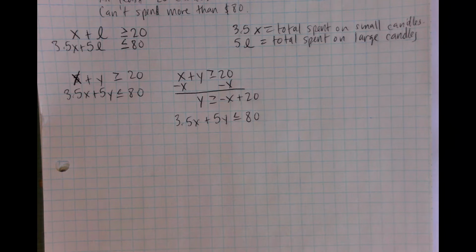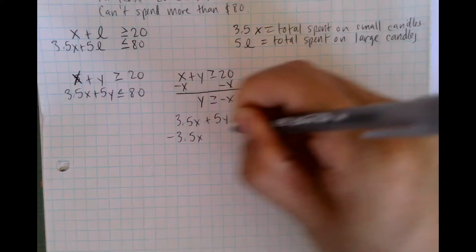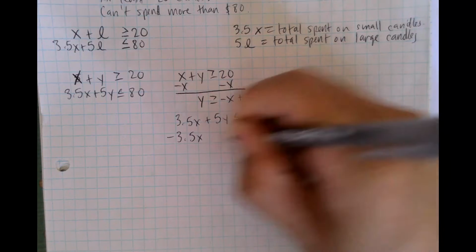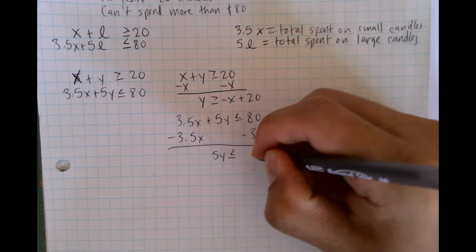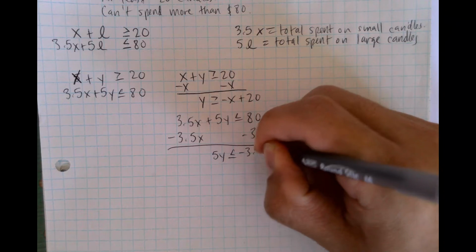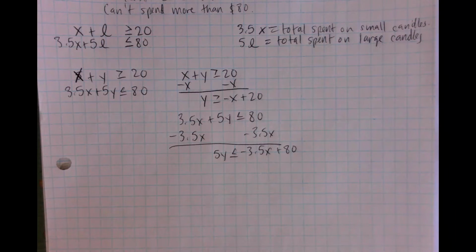Does anyone know what our first step here is? Joaquin? Right, we're going to subtract 3.5x from both sides. We get 5y is less than or equal to negative 3.5x plus 80. And then what is our next step? We're almost done.